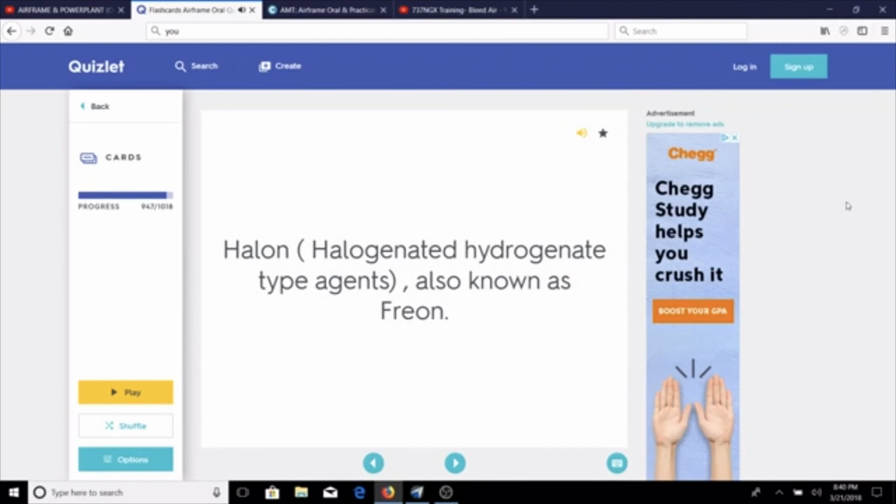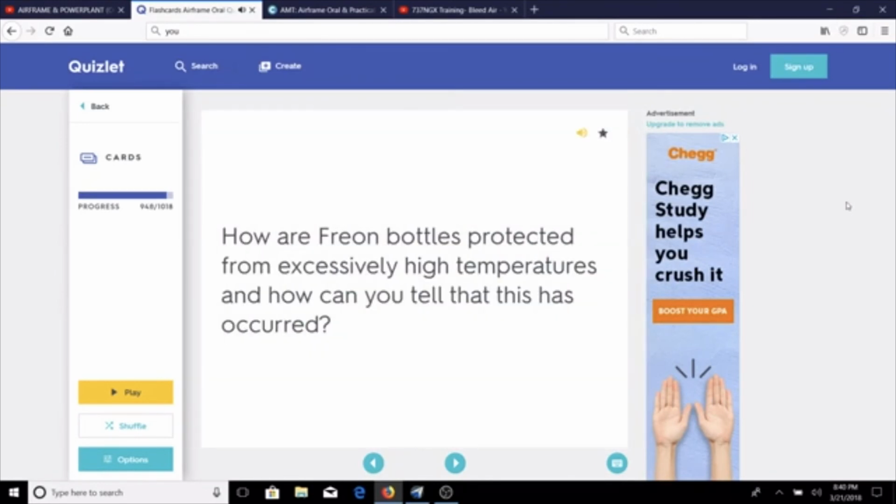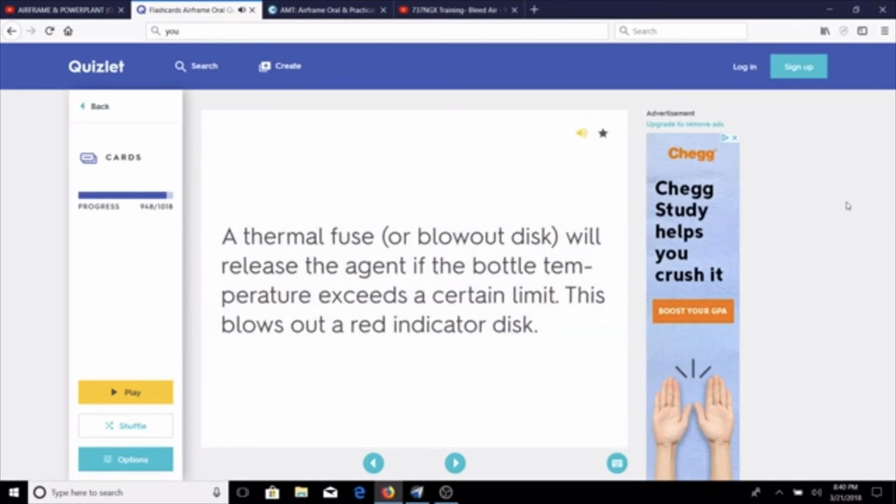Halon, also known as Freon. How are Freon bottles protected from excessively high temperatures, and how can you tell that this has occurred? A thermal fuse will release the agent if the bottle temperature exceeds a certain limit. This blows out a red indicator disc.